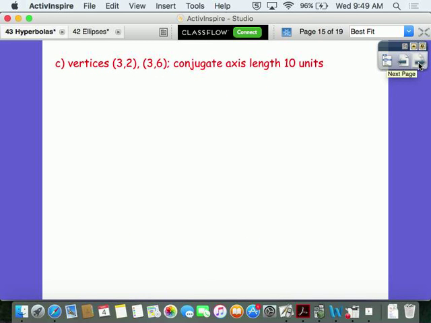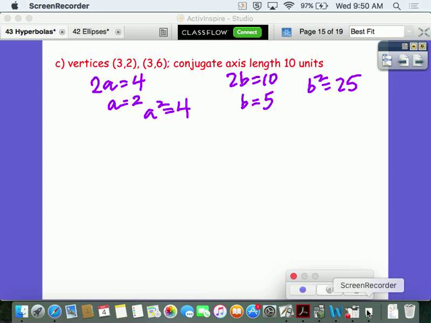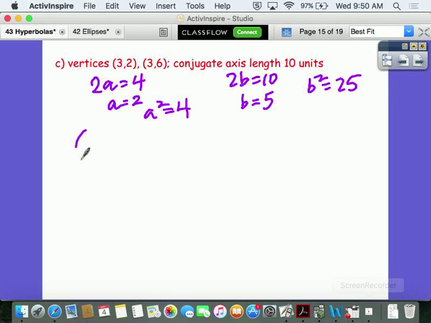We're gonna do this next one. Some vocab here. The conjugate axis is 2b. Very good. 2b equals 10, which means that b equals 5, and b squared is 25. We're still given our vertices, which tell us what 2a equals. What's 2a equal? 4. So a equals 2, so a squared is 4. It is vertical because your y's are changing.